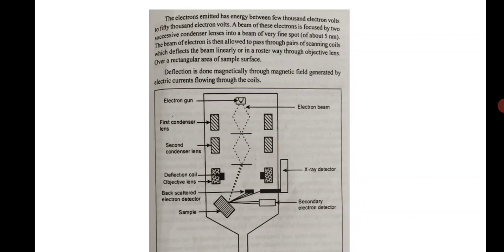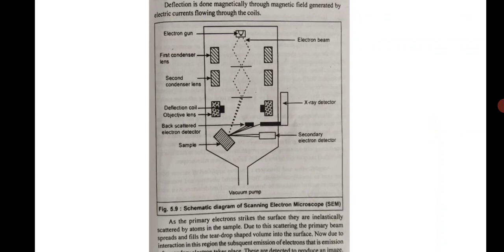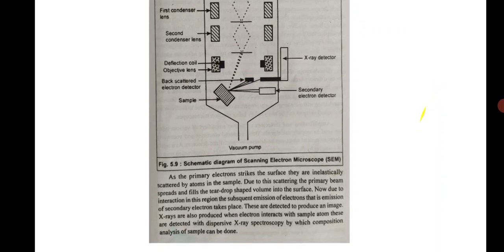Diffraction is done magnetically through the magnetic field generated by electric current flowing through the coils. In the diagram, you can see the schematic diagram of SEM, scanning electron microscopy: electron gun, electron beam, first condenser lens, second condenser lens, deflection coil, objective lens, X-ray detector, backscatter electron detector, secondary electron detector, sample, vacuum pump.